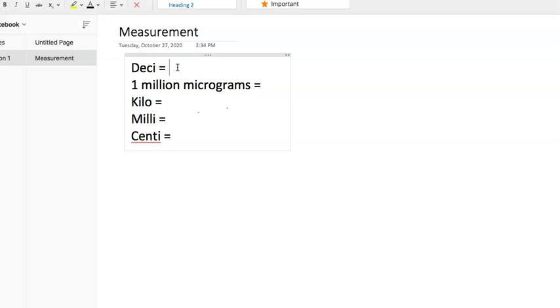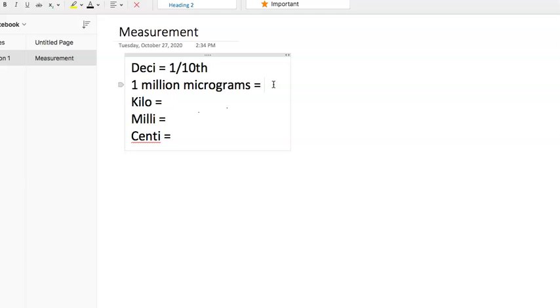Is this information going to be provided for you? This will be the question. So deci is 1/10. Deca is 10. So for example, how many decagrams are in 1 gram? 10, right? 10 because it's 1/10. So 10 decagrams, 1 gram.